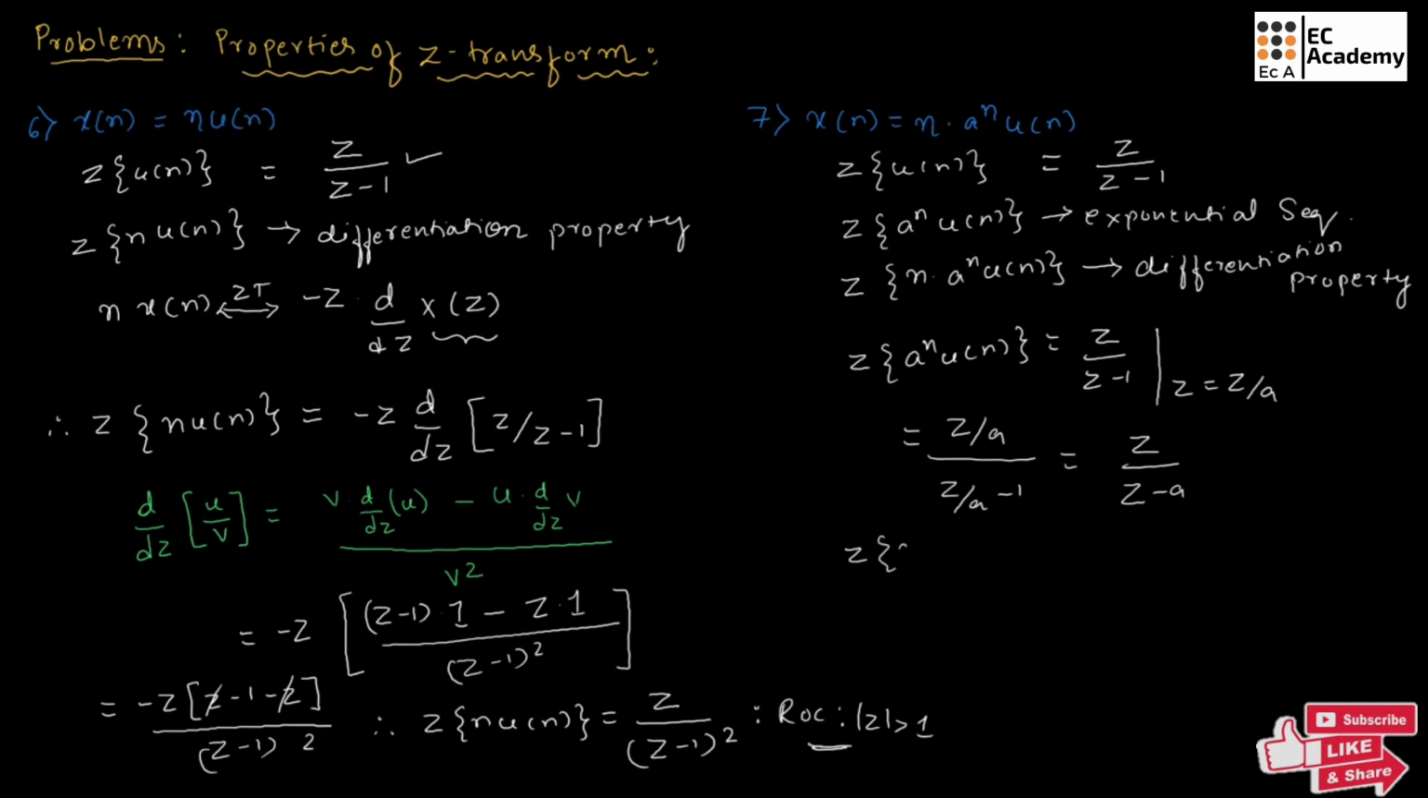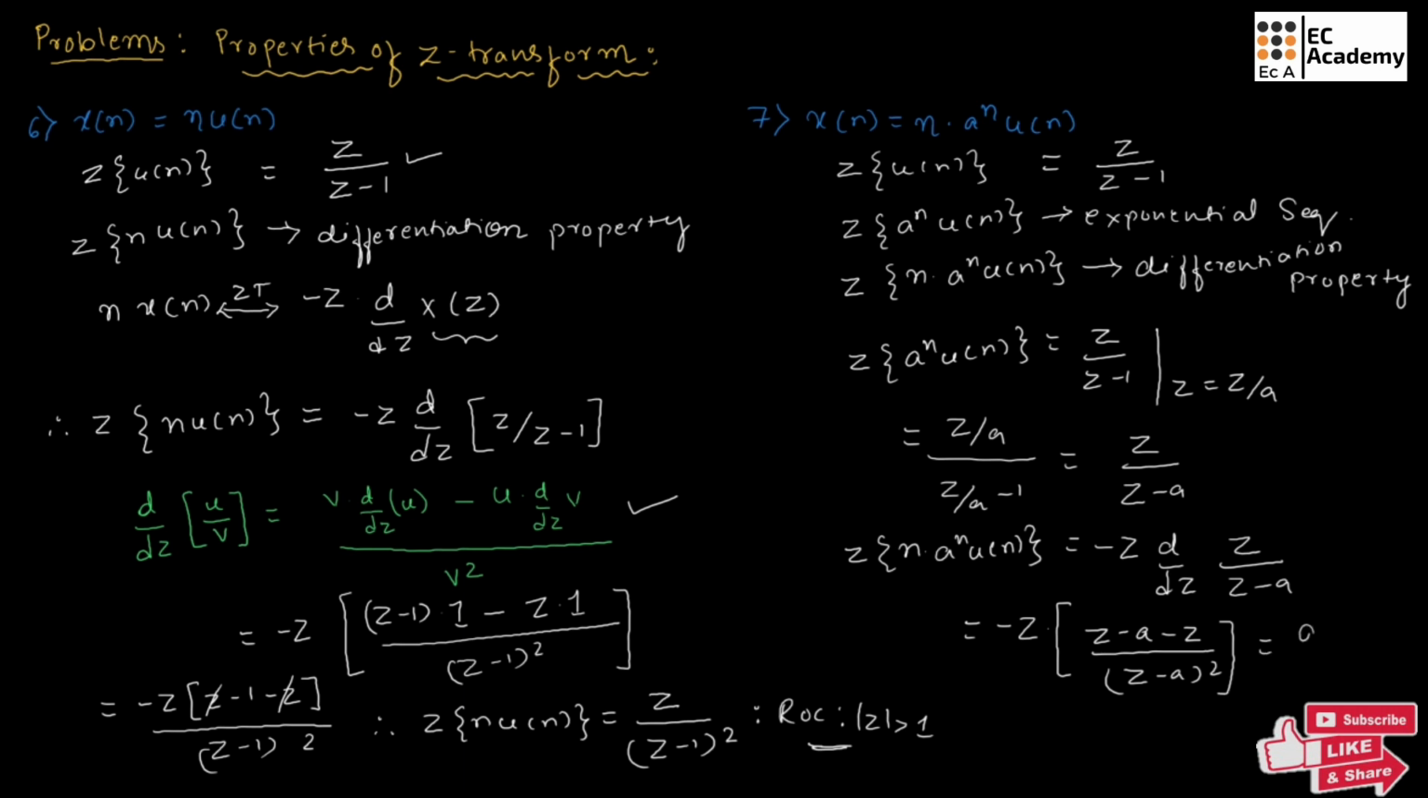Now to find z transform of n into a to the power of n u of n, we can use the differentiation property, which is minus z d by dz of x of z, which is nothing but z divided by z minus a. Again, let us use this formula. In that case, we can write minus z into z minus a minus z divided by z minus a whole square. If we simplify this, we will get az divided by z minus a whole square. So this is the z transform of the given problem. Here ROC will be magnitude of z greater than a.